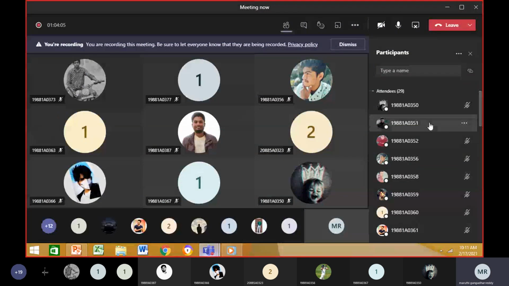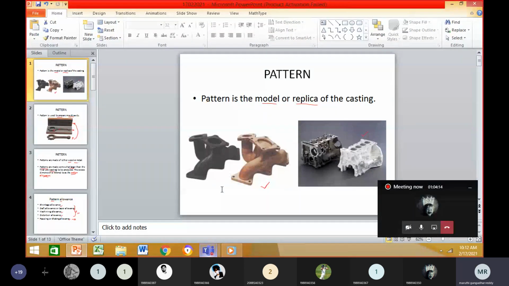Okay, 351. Yes, sir. What are the applications of casting? Sir, it is used for transporting, automobile or aerospace. Which particular part of the automobile? Automobile means engine will be there, steering will be there, so many parts will be there. Your car or bus will comprise them. But I am asking, what are the applications of casting?